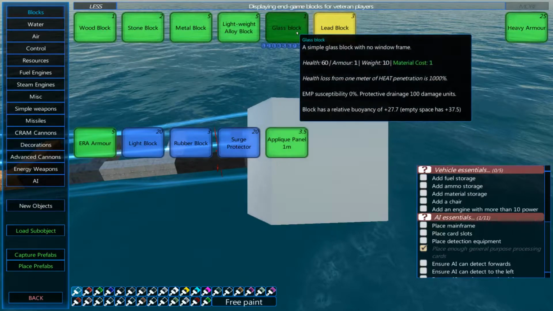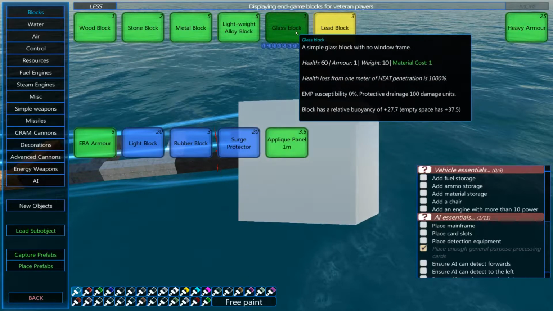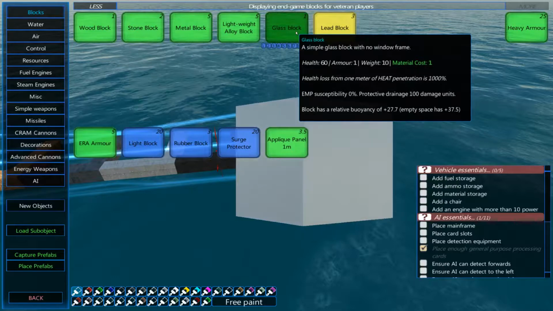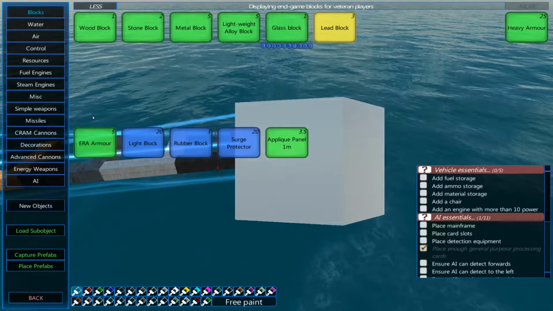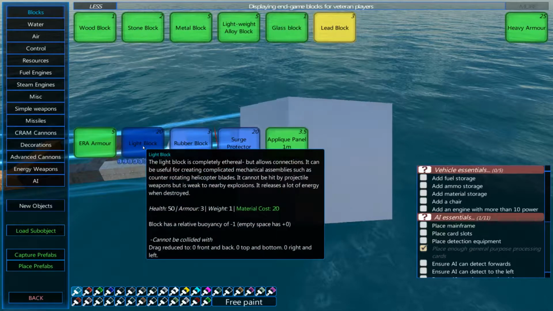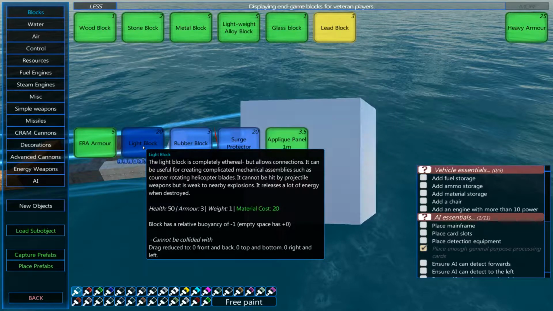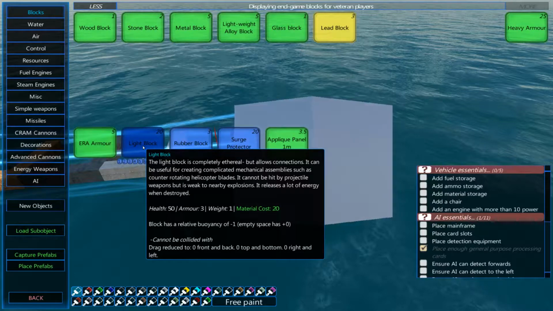You also have other blocks, such as glass blocks, which I don't use at all. I don't see any point. You have the light block, which is kind of useful because it ignores collision, so it enables you to have some mechanism like a sail go through something it would not otherwise be able to go through.